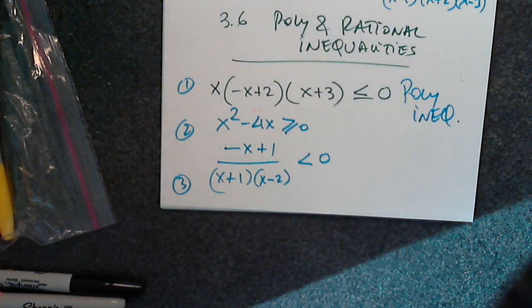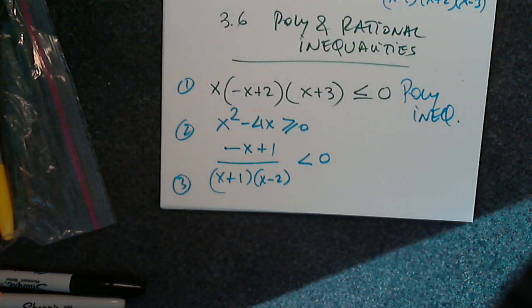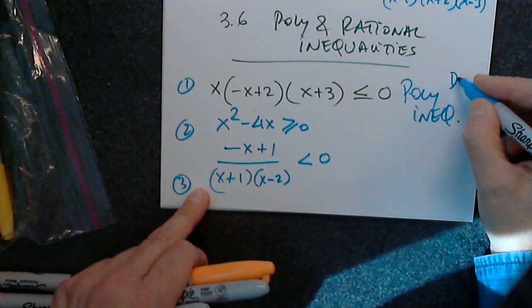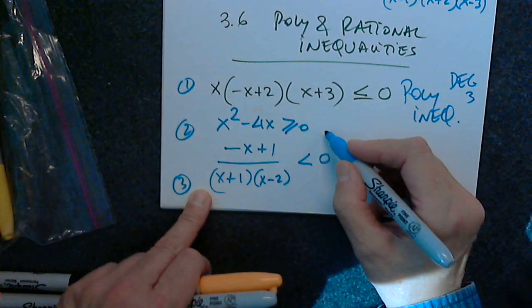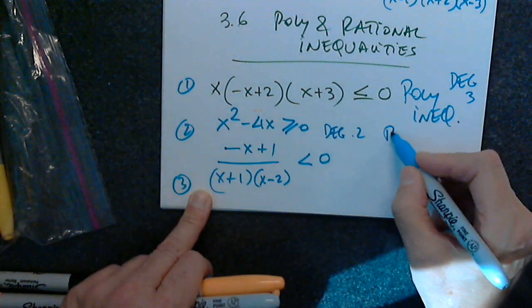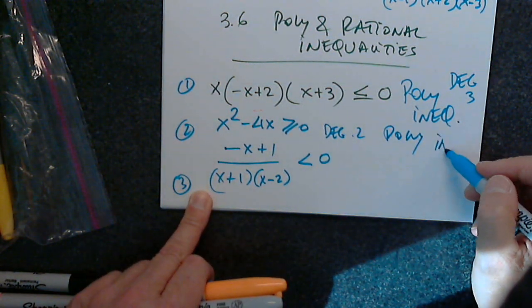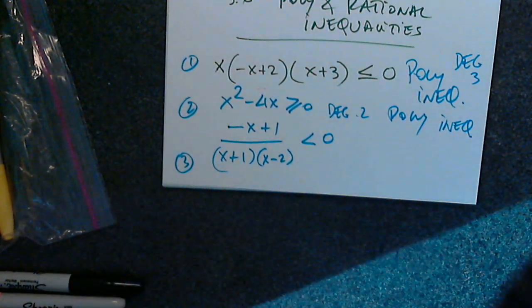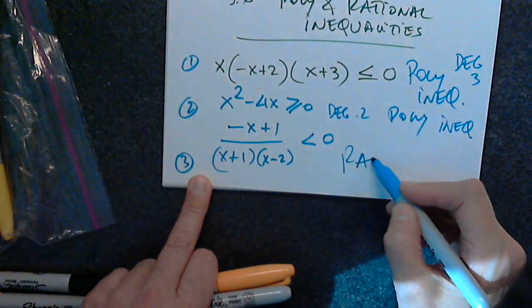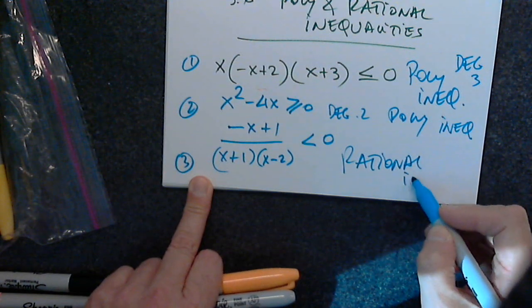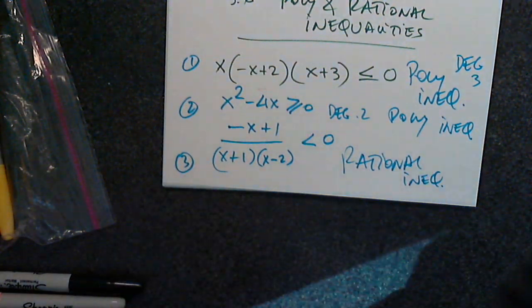What about the second one? Yes, degree. So this was degree 3. Very good. And this is degree. Very good. Awesome. So it's also a polynomial inequality, both of the first two. What about the last one? Yes, awesome. Rational. Rational inequality. Let's start with polynomial ones.